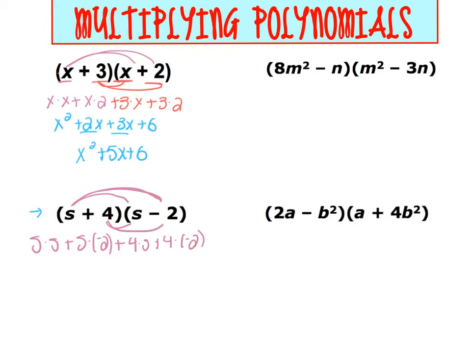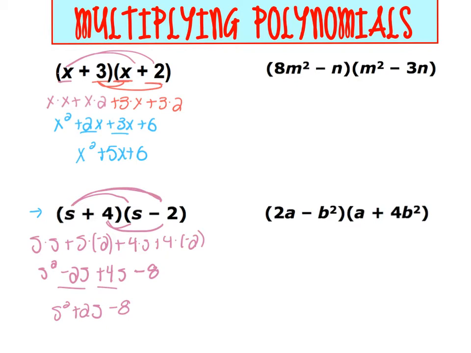s times s is s squared. s times negative 2 is negative 2s. 4 times s is 4s, and then 4 times negative 2 is negative 8. Then again, I'm going to combine like terms, so I get s squared plus 2s minus 8.